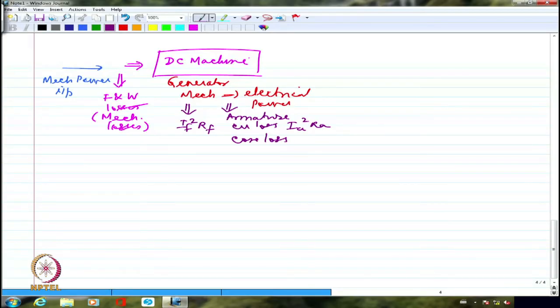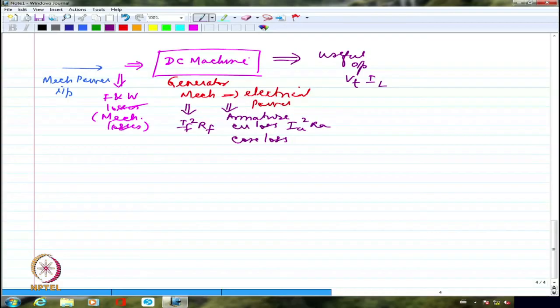Now what is available after this is going to come out as the useful output, which will be Vt multiplied by IL. This is the useful output that is available in the form of the load current multiplied by the terminal voltage. That is the useful output power. So this is essentially my generator power flow, how exactly the power flow takes place in the generator.